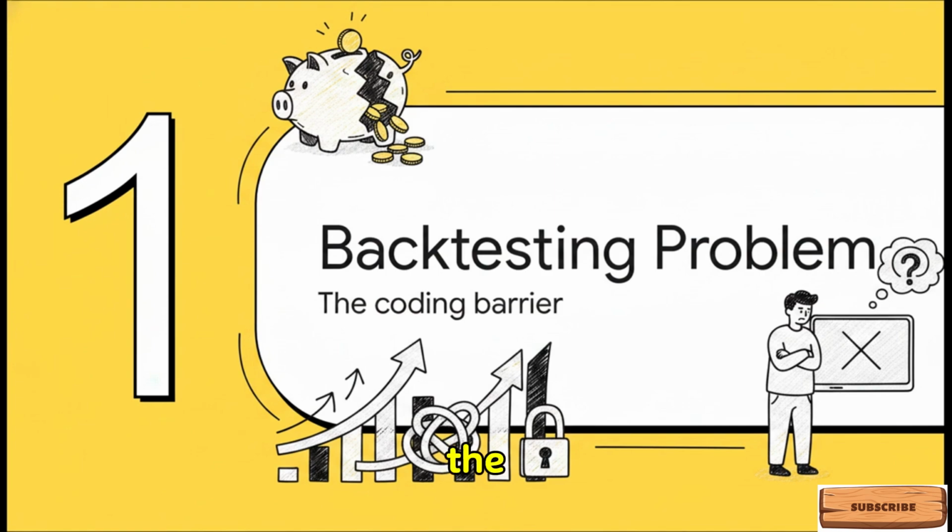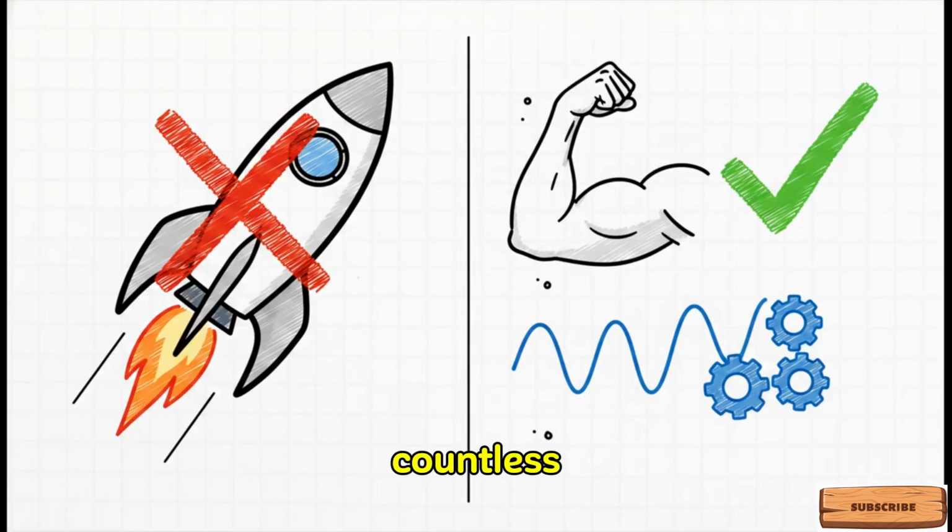Number 1, the backtesting problem. Countless traders literally blow up their accounts on untested strategies simply because the idea of coding feels just way too intimidating. But to see exactly how your setup performs before risking a single real dollar, you have to remember this golden rule. The key is not speed. The key is consistency. Sure, algorithmic testing might run 10,000 trades in 2 seconds, but manual testing isn't about rushing. It's about flawlessly building your own pattern recognition and gathering really high-quality data.